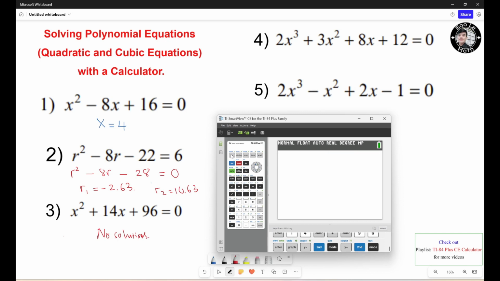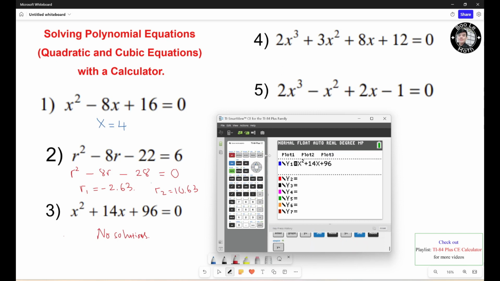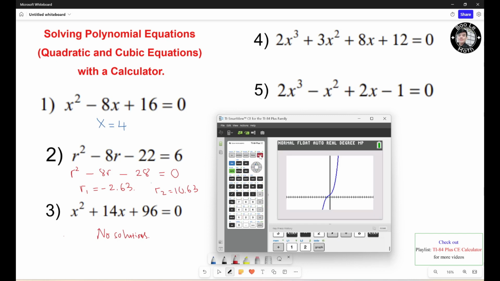You're going to hit y equals 2x cubed plus 3x squared plus 8x plus 12. Hit graph. It's going to be right here. So you only have one real solution right here.